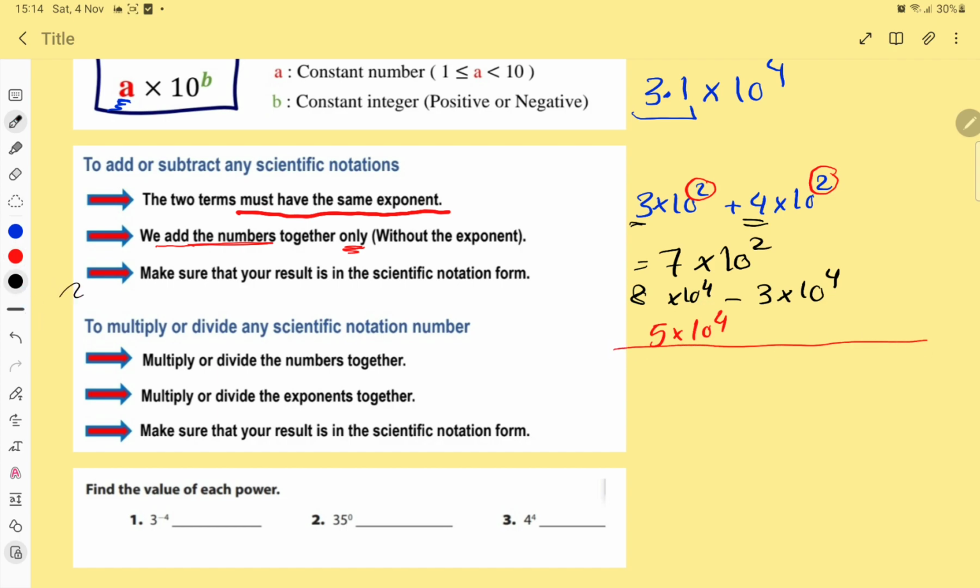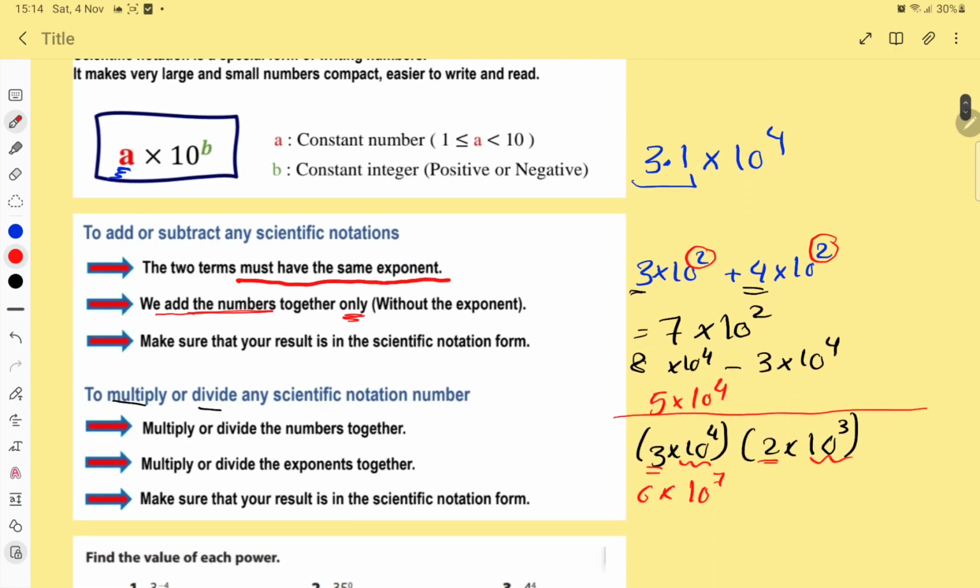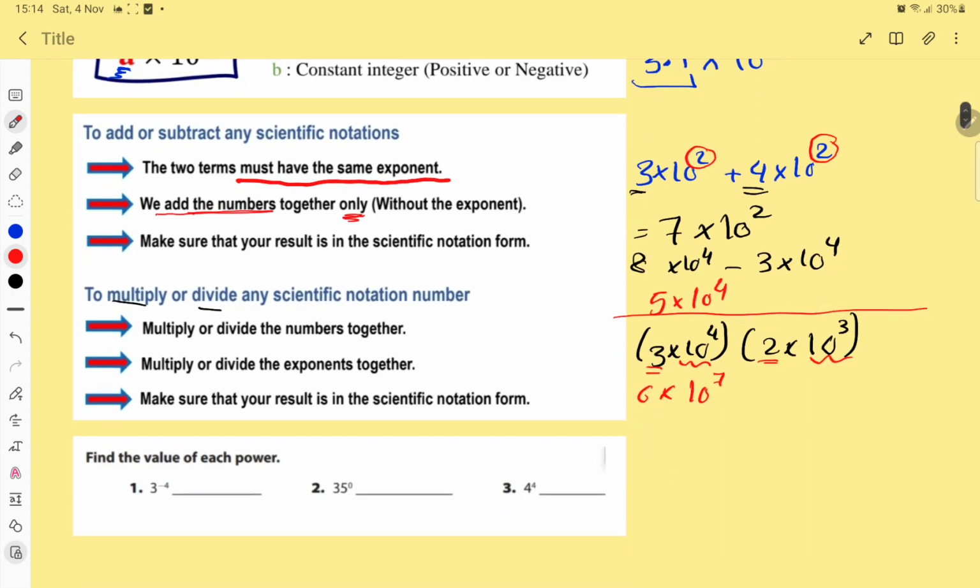Now comes the question for multiplication and division. 3 times 10 power 4 multiplied by 2 times 10 power 3. Multiply 3 times 2, 6 times 10 power 4 times 10 power 3. It's 10 power... what happens to the powers here? 4 plus 3, 7. Why? Because we have just said in multiplication of the same base we add the powers. So it becomes 6 times 10 power 7.